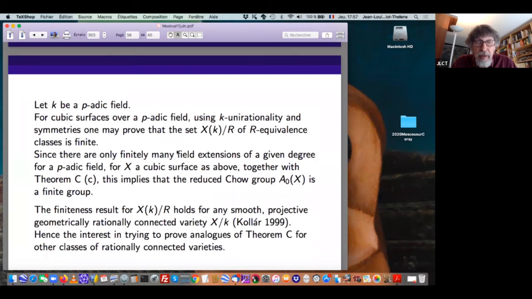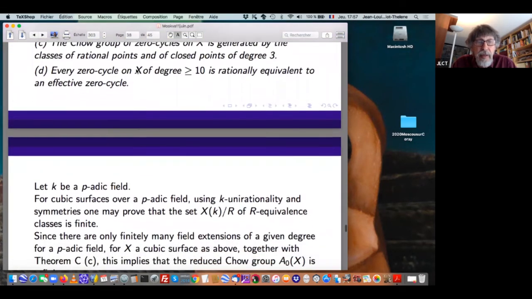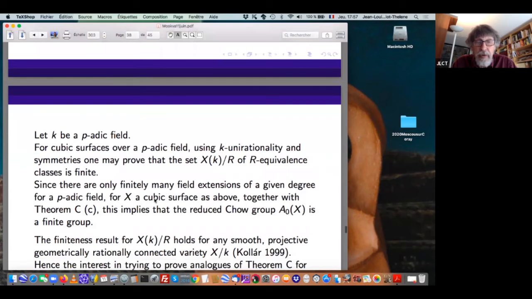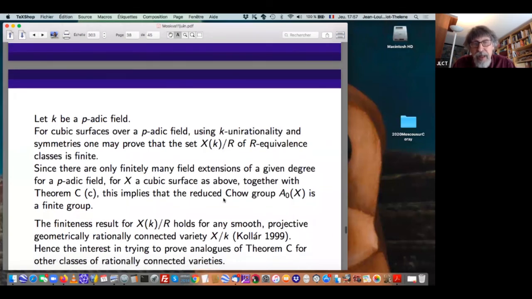Now, because there are only finitely many field extensions of a given degree for a p-adic field, what you get from theorem C above is that for a cubic surface, the reduced Chow group of zero cycles over a p-adic field is a finite group, because it's going to be covered by the X(L)/R for finitely many extensions L over K. And each X(L)/R is finite.